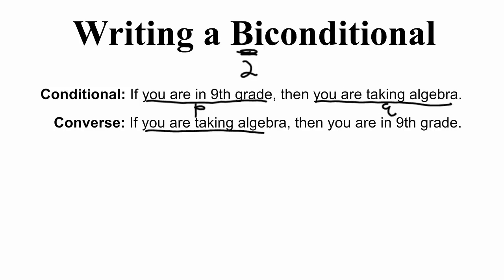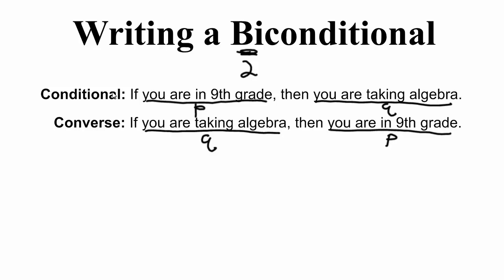So you are taking algebra. I can see that that was originally my conclusion. So I'm going to label this as Q since I already know that that's represented by Q. So I switch that in place of the hypothesis, and I take my hypothesis of the conditional and I'm going to put it after the word then. So it becomes the new conclusion in the converse.